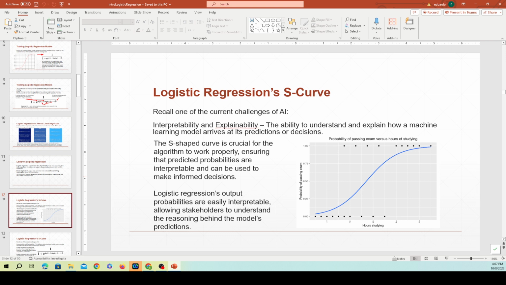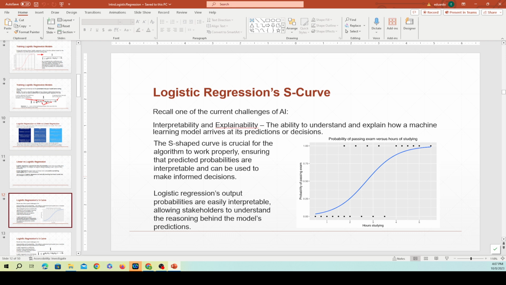So that is one of the most important factors in studies in machine learning: how can we interpret and explain the prediction based on the model? The ability to understand and explain how the machine learning model arrives at its prediction or decision is super important. The S-shaped curve is crucial for the algorithm to work properly, ensuring that the predicted probabilities are interpretable and can be used to make informed decisions. Okay, so that's good. Logistic regression's output probabilities are easily interpretable, allowing stakeholders to understand the reasons behind the model's prediction.